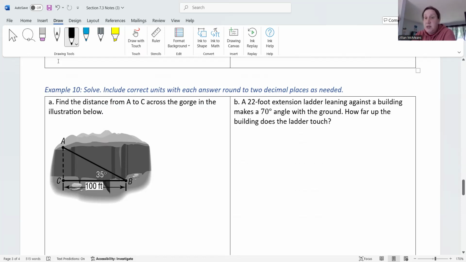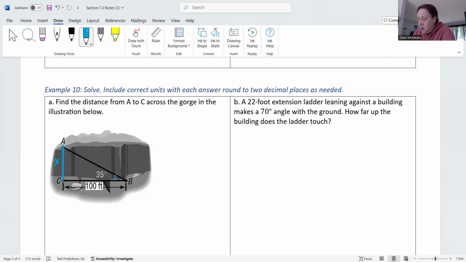So in example 10, it says solve, include correct units with each answer, round to 2 decimal places as needed. Okay, so for part A, it says find the distance from A to C across the gorge in the illustration below. Okay, so we have this illustration, and you can see they have labeled A to C. We want to know what this length here is. Let's call it just X or something. So let's say this is X, okay?